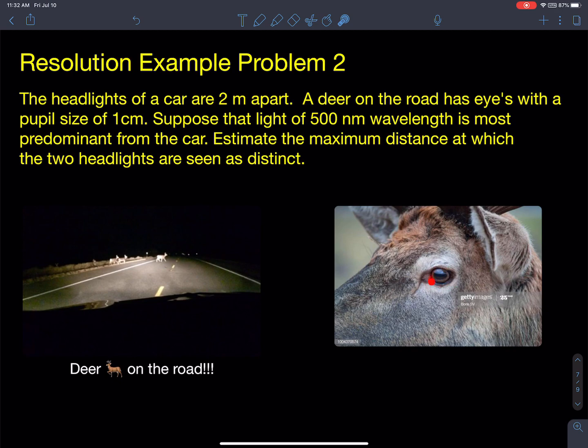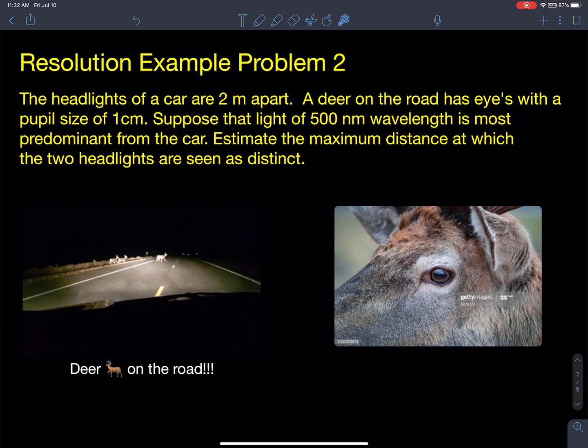Deer have incredibly large eyes, okay, and have very large pupils on the order of 1 centimeter. On the other hand, humans, our pupil size is around two millimeters. Okay, so how does having an increased pupil size affect the ability for a deer to see things at a distance and see things clearly at a distance? That's what this problem is going to be taking a look at.